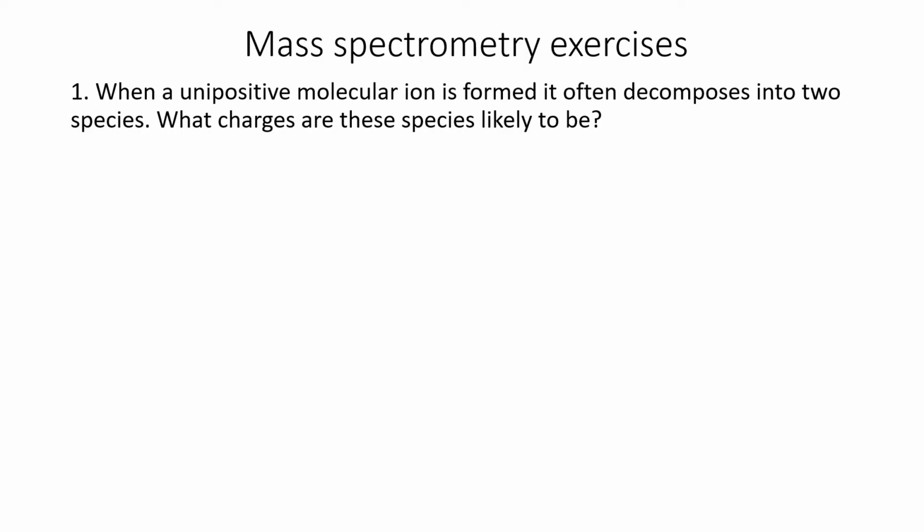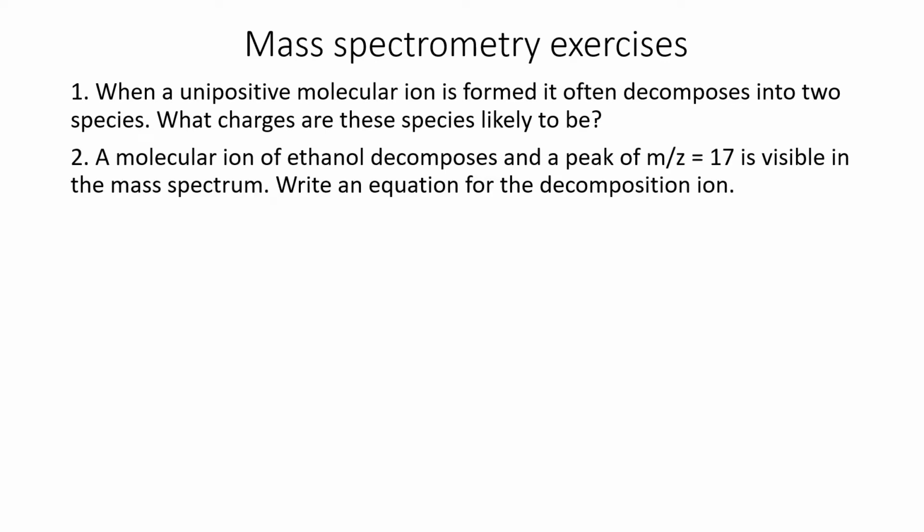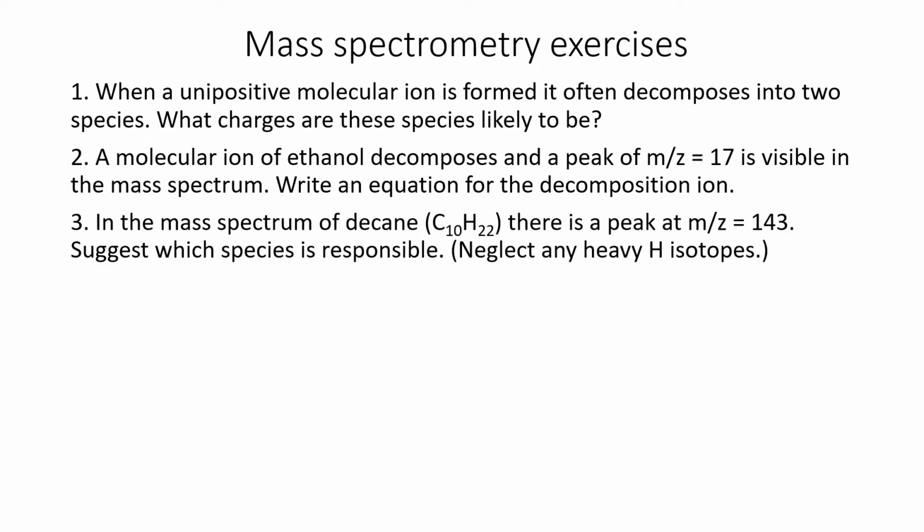Now we've got some exercises on mass spectrometry to get you thinking. You may want to stop the video periodically and have a think about these things. Our first question: when a unipositive molecular ion is formed, it often decomposes into two species. What charges are they likely to be? We've just talked about that. Then looking at a specific example, supposing we had a molecular ion of ethanol, it decomposes and a peak at m/z equals 17 is visible in the mass spectrum. Can we write an equation? We need to remember what makes a peak visible in a spectrum.